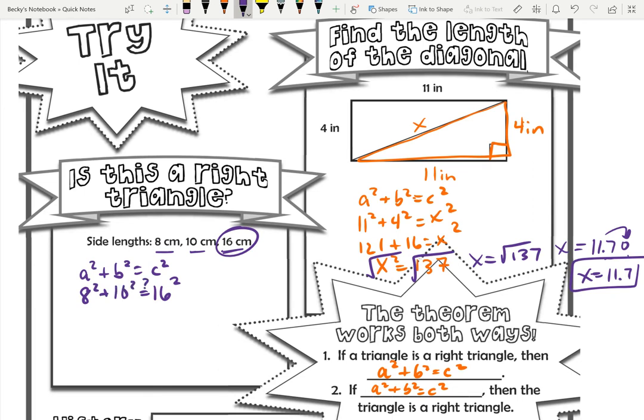So this is like a big question. Are these 2 sides, the left side and the right side, equal to each other? And if they are, it's a right triangle. And if they're not, it's not a right triangle. So 64 plus 100. And then let's go ahead and square the 16, which is 256. Are these two sides equal? So that's 164, 256. Are they equal? Of course not. So is this a right triangle? No, because the left side does not equal the right side.